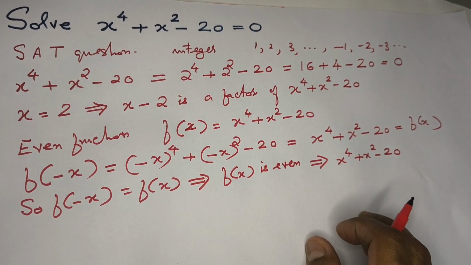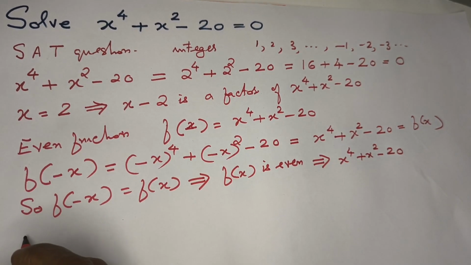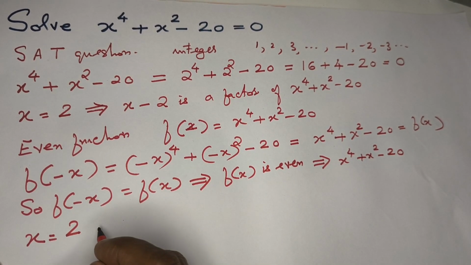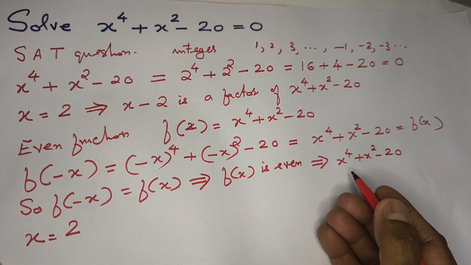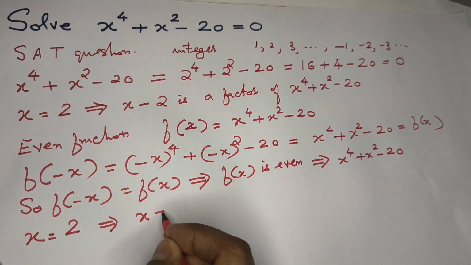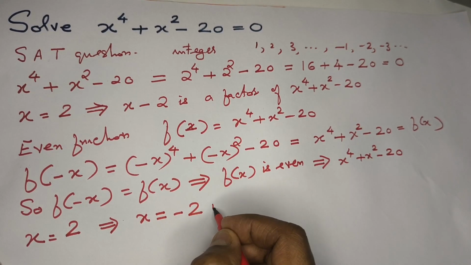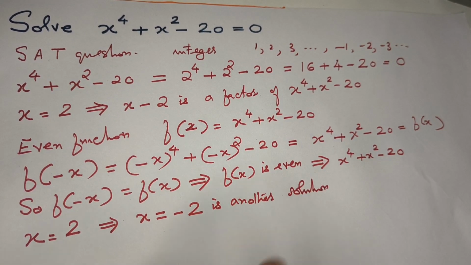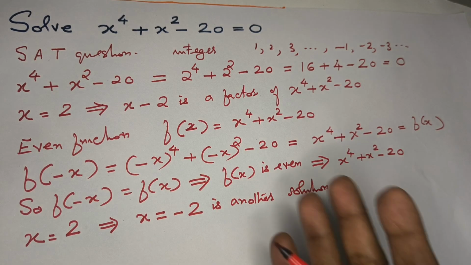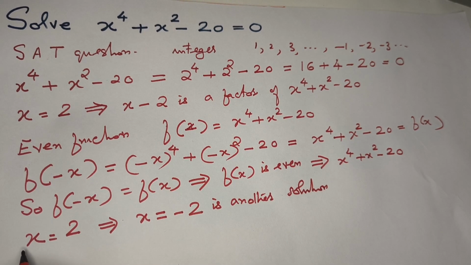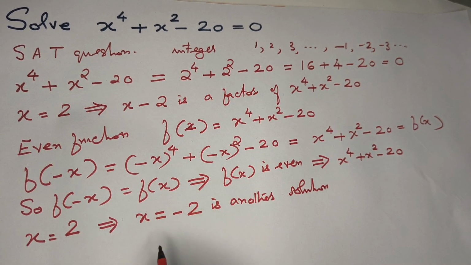There is a relevance for this. We've already seen that x equal to 2 is one solution. If the function is even, this implies x equal to minus 2 is another solution. This is a property of even functions. So in effect, we have found two roots for the given equation. The roots are x equal to 2 and x equal to minus 2.